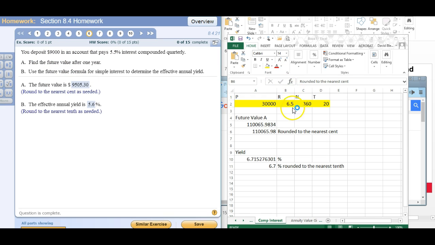So $9,000. So I'll just plug in. This was already made while I was making the video. 9,000 pays 5.5%. It's compounded quarterly, so N is 4, and the future value after 1 year. All right, there's the future value, 9,455.30. It only gives tenths of it, a 0 after that. And then there's the yield. It even gives the yield rounded to the nearest tenth.